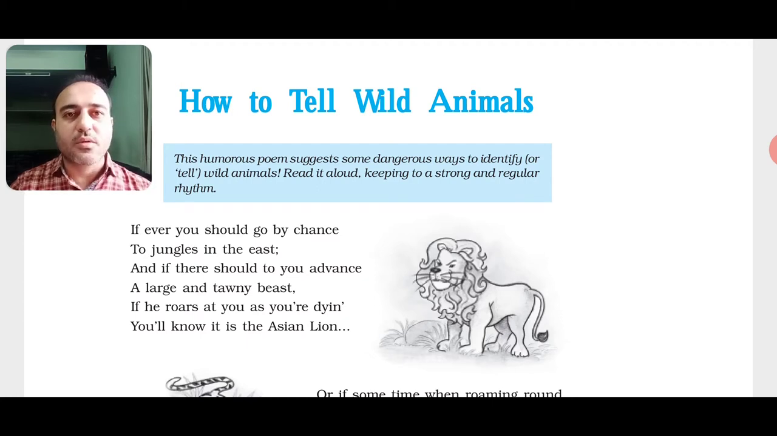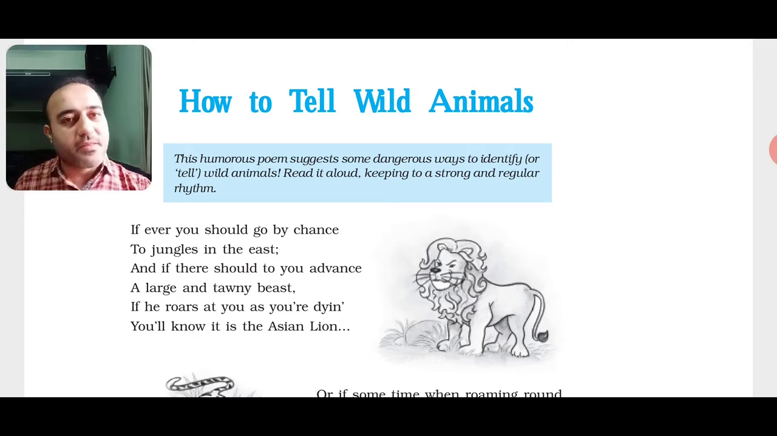Okay, so if we talk about the world, then India is located in the eastern part of the world. Okay, so she says that if you're visiting the jungles of the east, and there you see an animal which is having a dark yellowish or brown skin, and if it roars so loudly that by hearing the roar of that animal we feel too much fear and we feel like dying, right? So this means that that animal is an Asiatic lion.